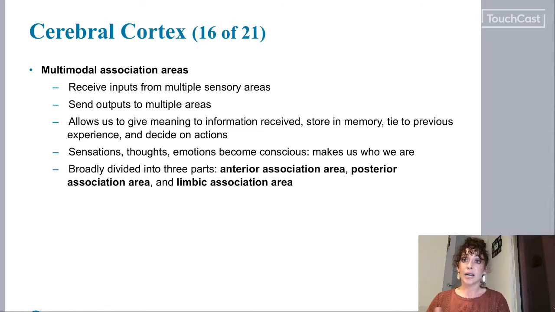So it's broadly divided into three parts. We have our anterior association area, the posterior association area, and the limbic association area. And remember, we talked about the limbic system being involved with emotions.